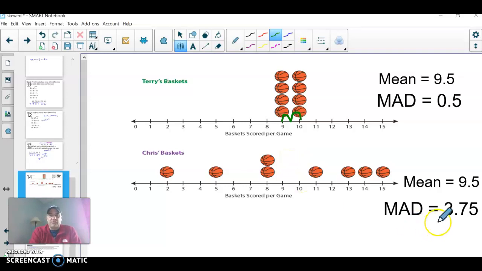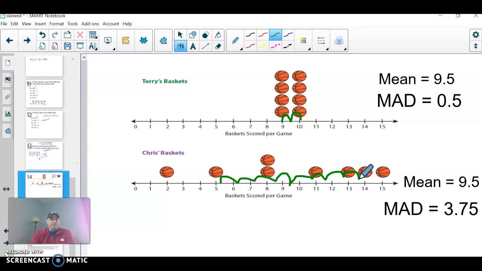Whereas Chris, his mean, we said 9.5, is right here. His MAD is about 4, so 1, 2, 3, 4 below, 1, 2, 3, 4 above, and most of his baskets, except for those two falling outside, are within that range, but it's a bigger range. It's getting wider, so he's not as consistent a basketball player as Terry is, okay? He has some good games, some bad games, whereas Terry's pretty much right around 9 or 10 points every game, okay?